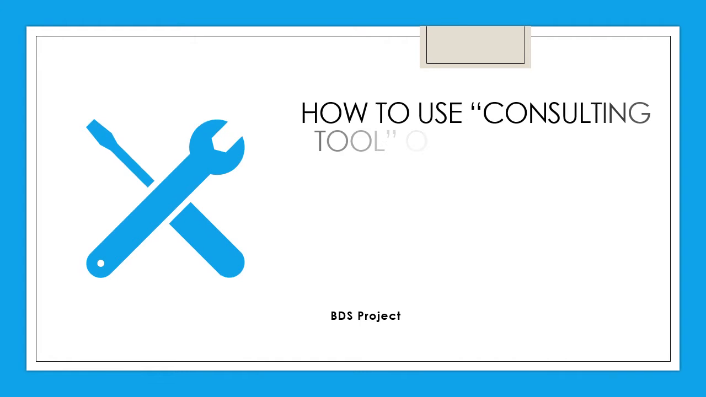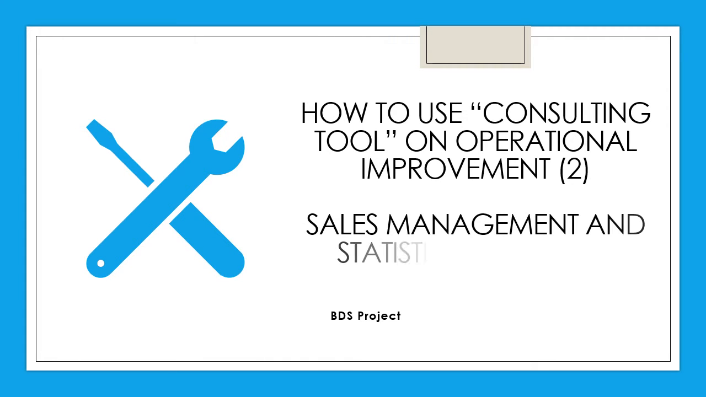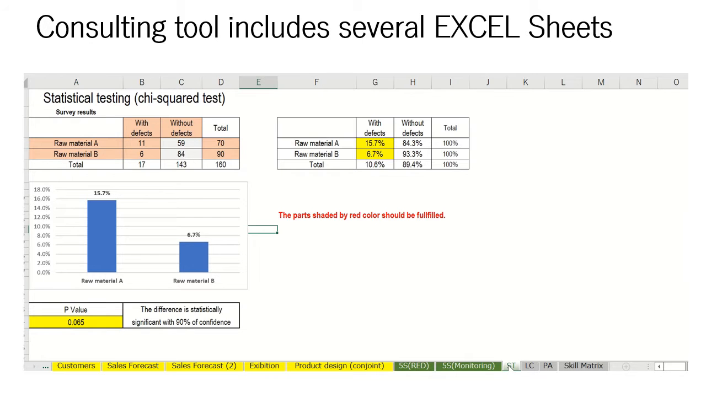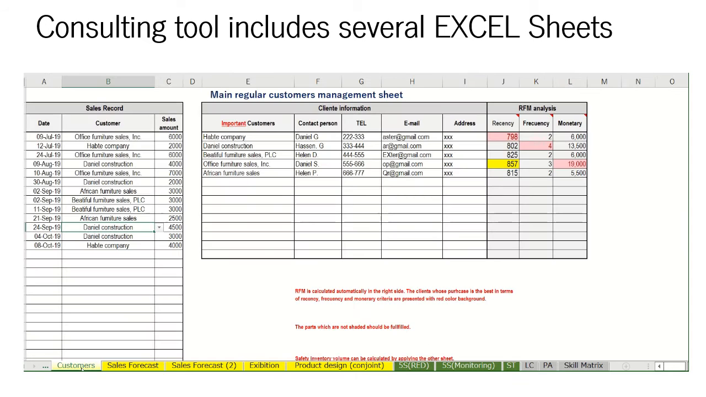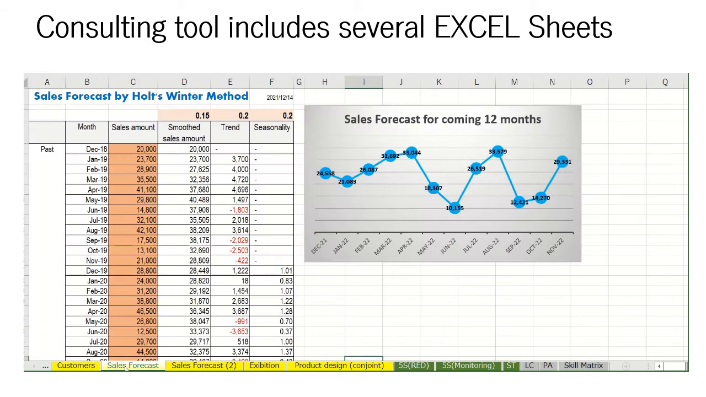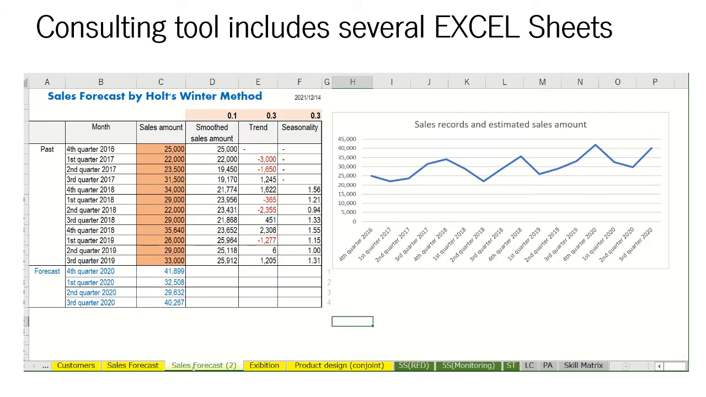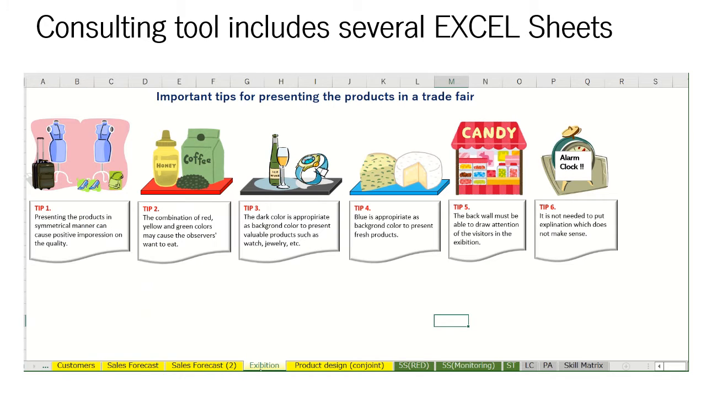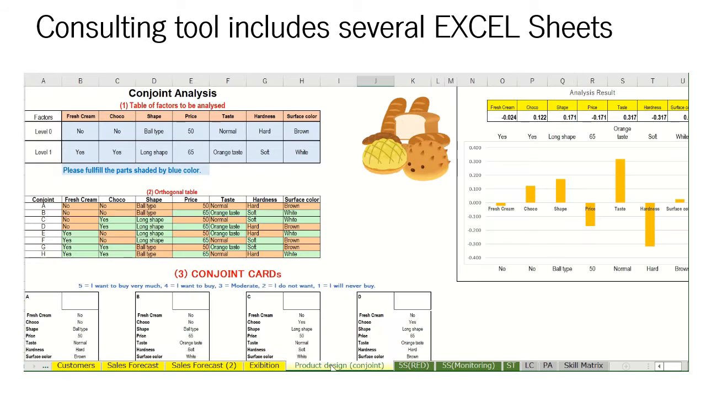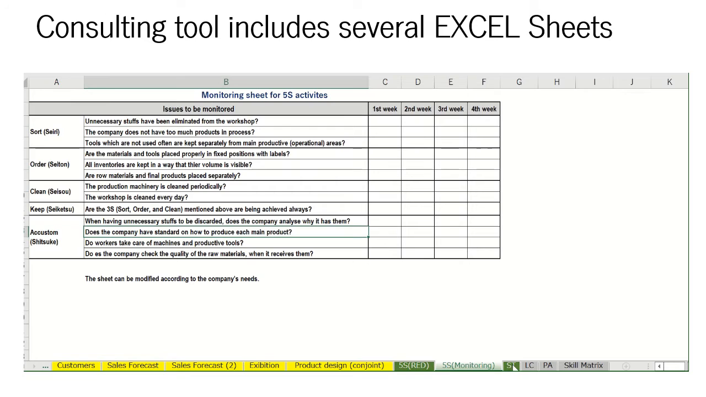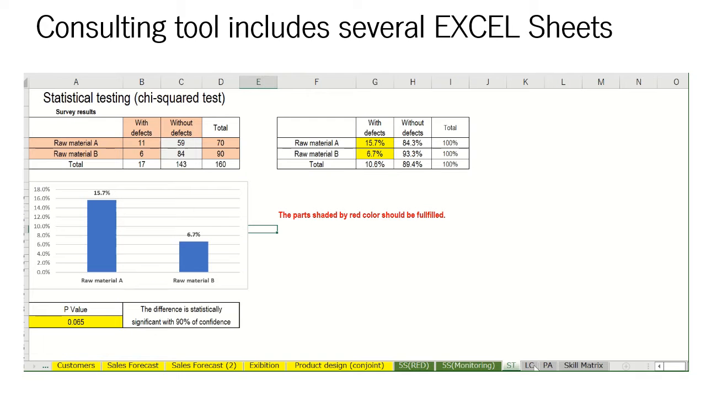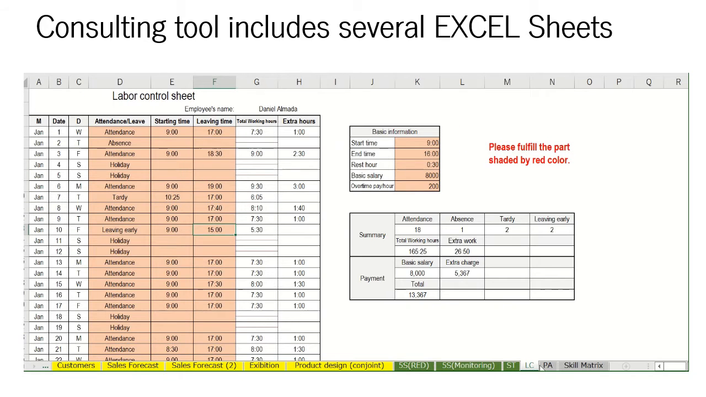This video shows how to use the consulting tool on operational improvement, which was originally developed by JICA BD's project. As presented in the previous video, the consulting tool includes several Excel sheets. The tool includes not only production and inventory management sheets, but also several Excel sheets related to statistical method and self-management, which will be presented in this video.